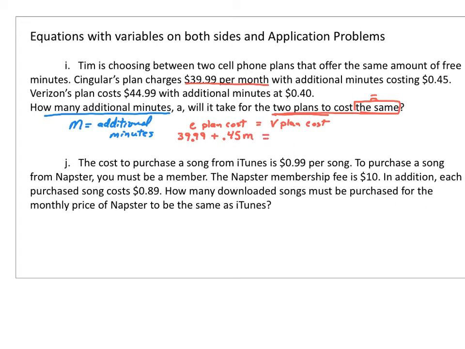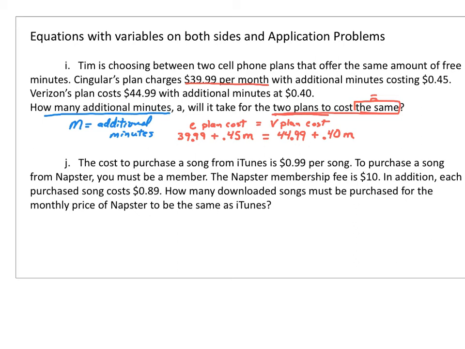Okay. The Verizon plan costs $44.99. Why do companies always end with that 99 cents? And additional minutes cost 40 cents. And that's like 40 cents per minute again. So plus the additional cost for the additional minutes, 0.40. Once again, that's just for 1 minute. If we just write 0.40, we don't know how many minutes. So that's why we have to multiply that by the number of minutes, m.